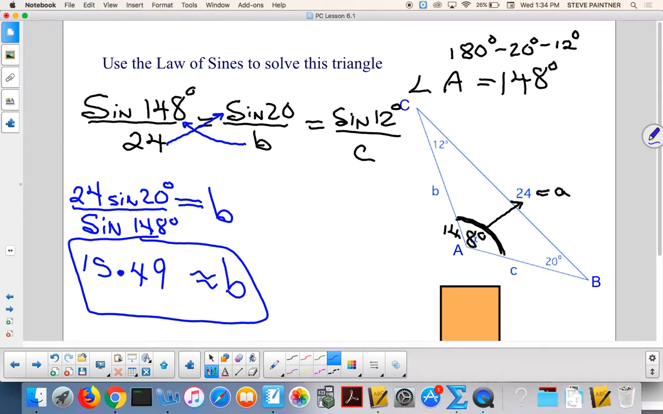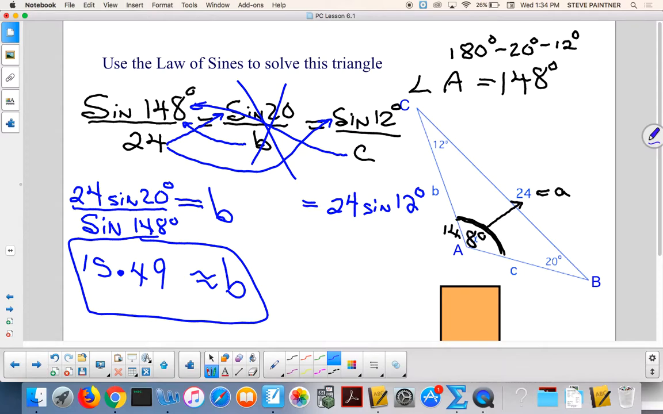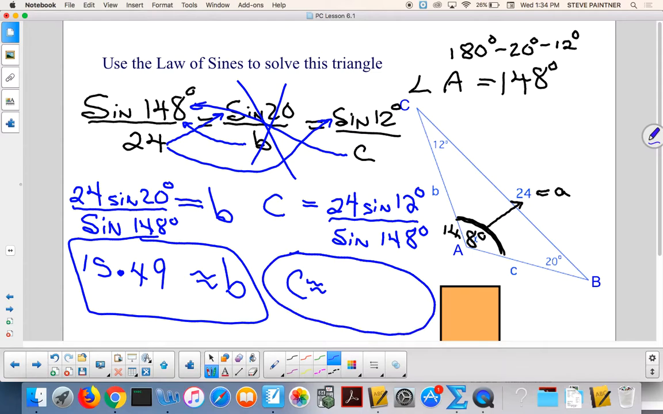But I would go with the given. And this is as good of a given as I've got. So I'm going to cross this one out. I'm going with C now. C times that and 24 times that. So 24 times sine of 12 degrees equals C times this. But you know to get C you would what? Divide by sine of 140. Okay. All right, and C is approximately 9.42. Good?